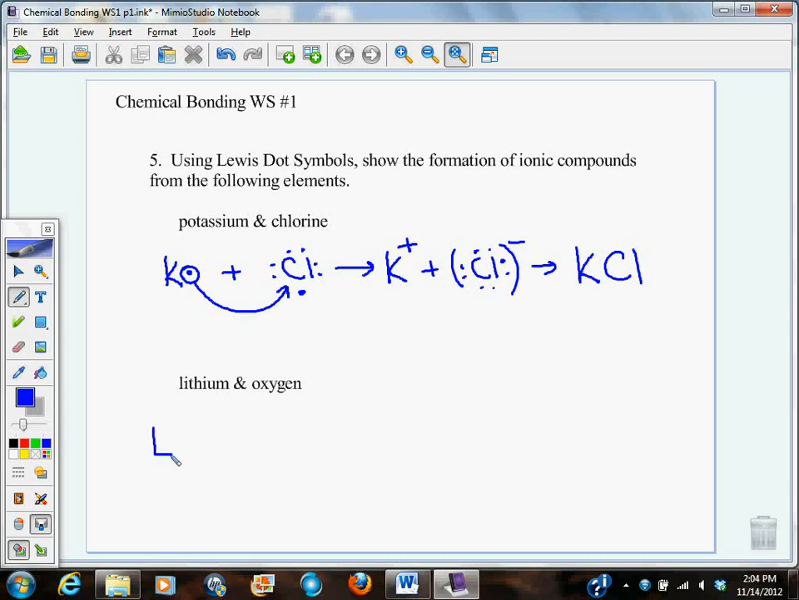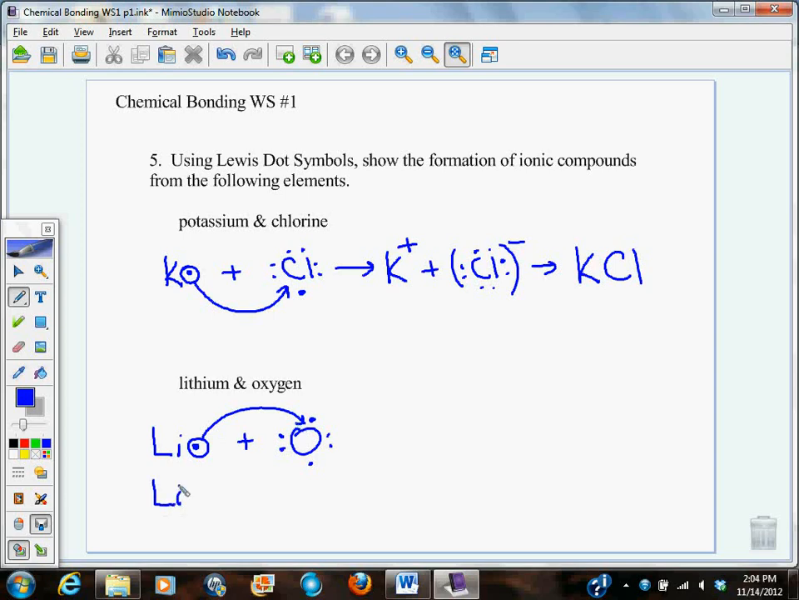I will draw the Lewis structure for lithium plus the Lewis structure for oxygen. Now oxygen has 6 electrons around it, so it needs 2 electrons to make a complete octet, where lithium has 1 electron in its outer shell. So this 1 electron will be transferred to oxygen, but notice there's still a place in oxygen. It's not a complete octet.